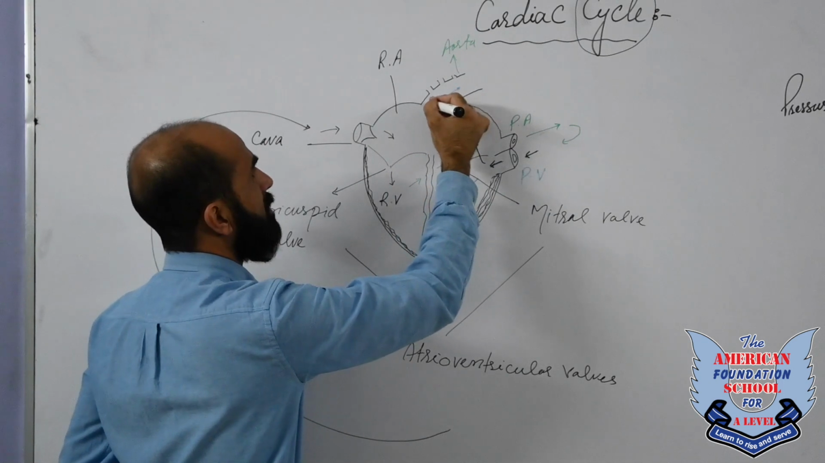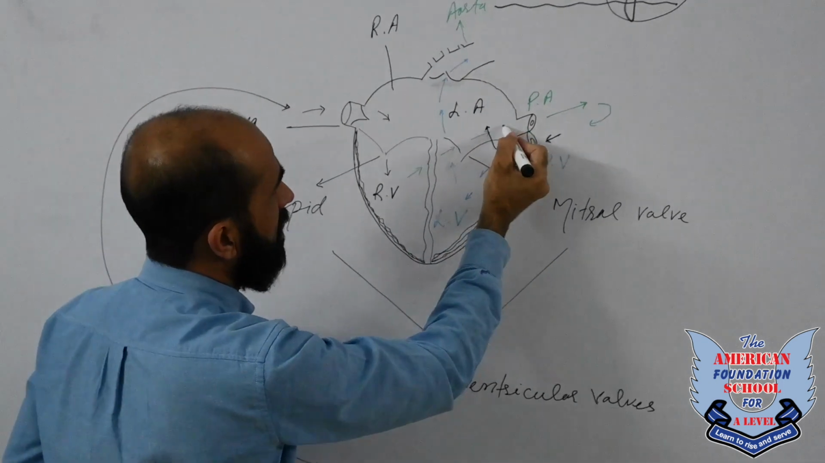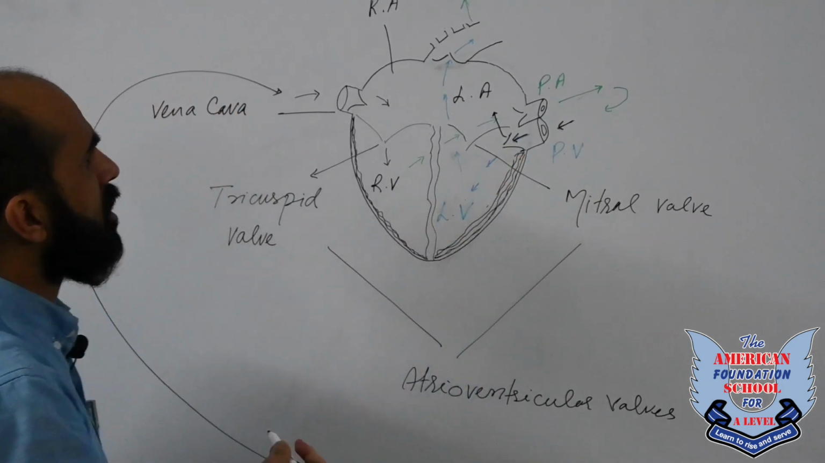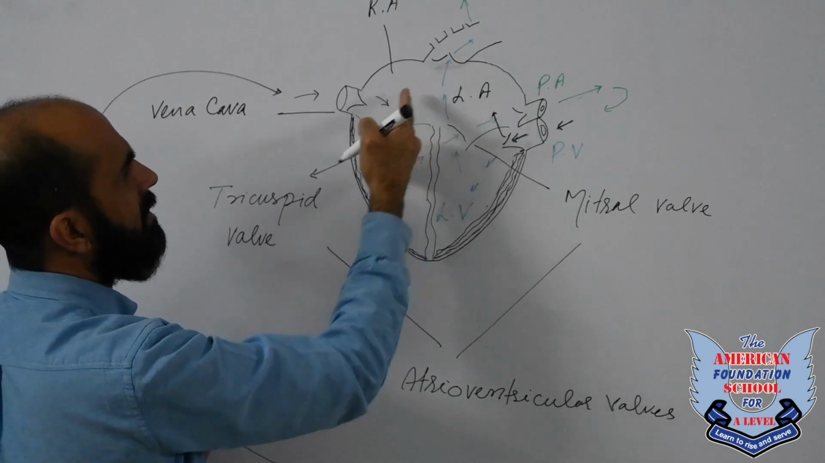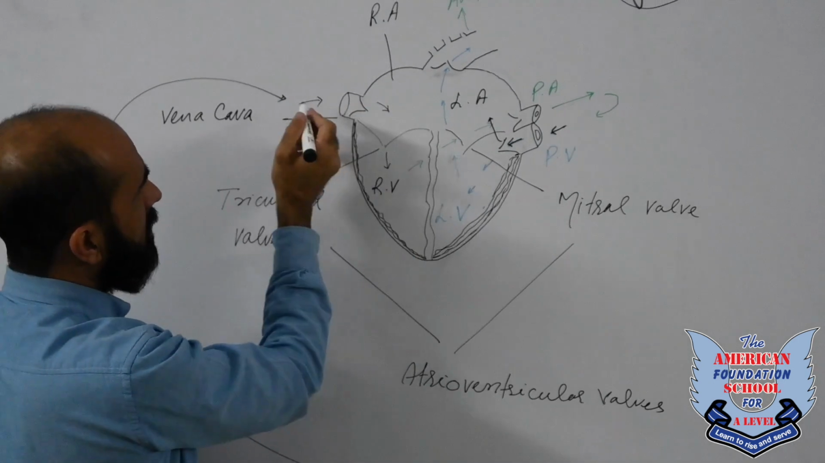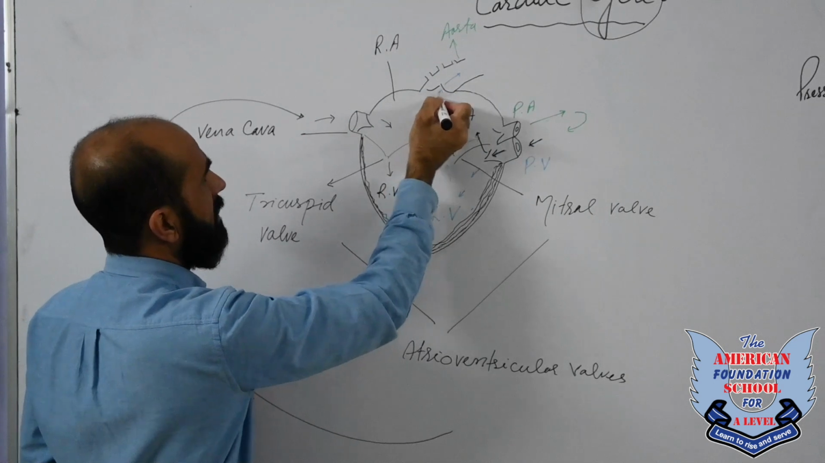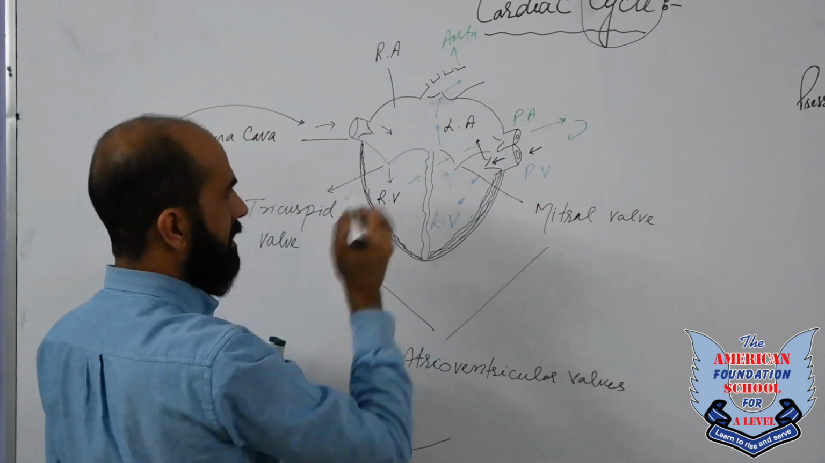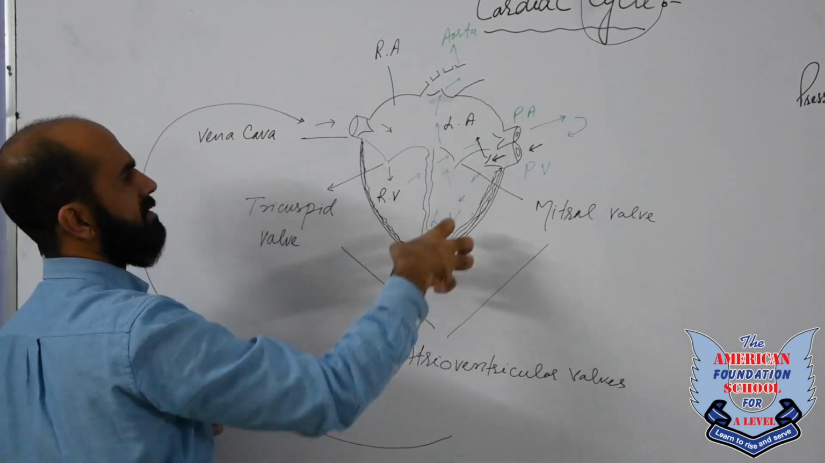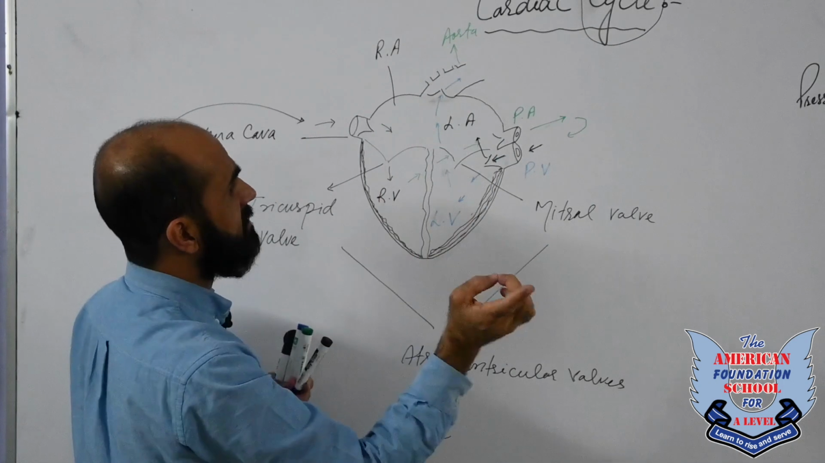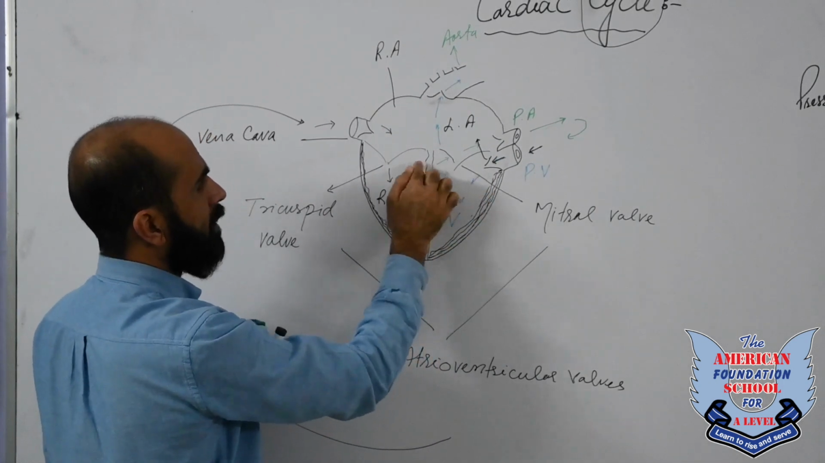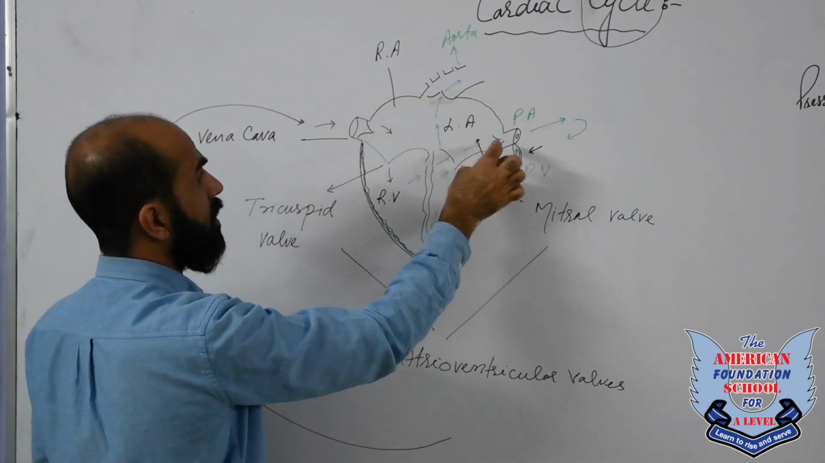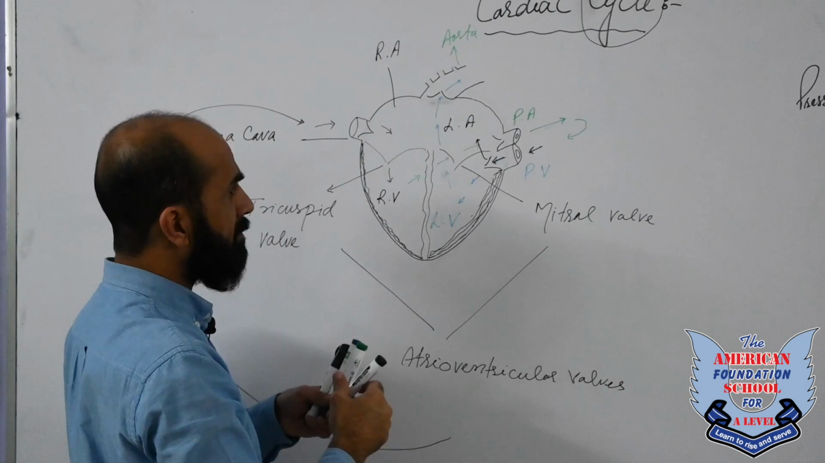Yes, here we have the semilunar valves. Look at the direction of the blood and the direction of the semilunar valves. The blood direction is out, in, out, and in through the pulmonary vein. So overall, 6 valves we have: 2 here which are the atrioventricular valves, and 4 valves, 1, 2, 3, 4, in the vessels, which are called semilunar valves.